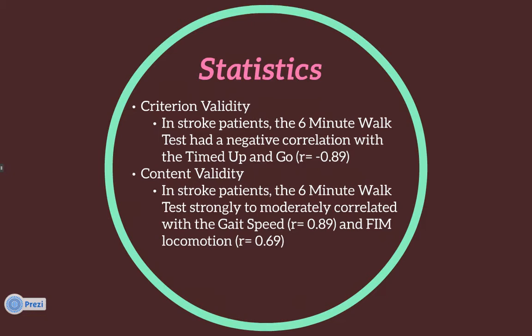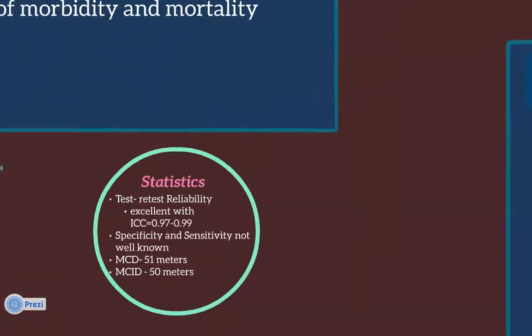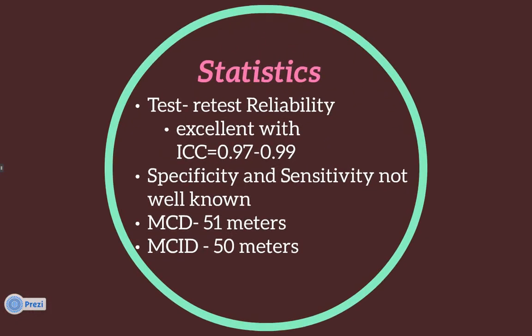Meaning that as the timed up and go score decreased, the distance traveled in the 6-minute walk test increased. Content validity also showed strong correlation with other tests as well, such as the correlation of 0.89 with gait speed and 0.69 for FIM locomotion. The test-retest reliability with this population was excellent, with an ICC of 0.97 to 0.99.